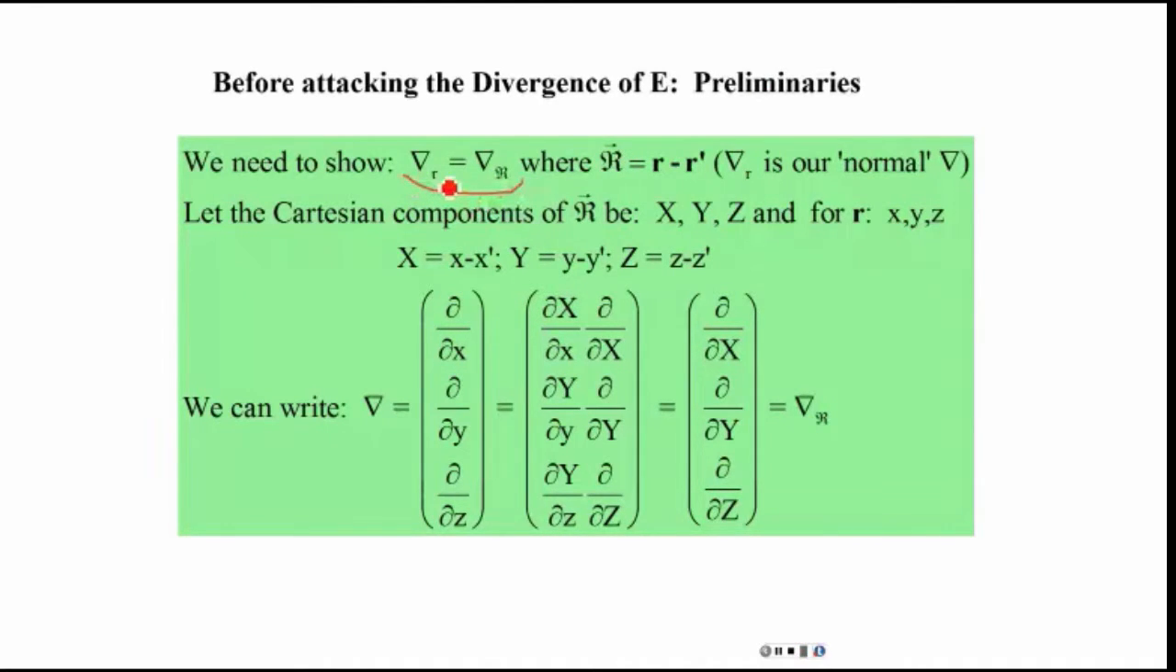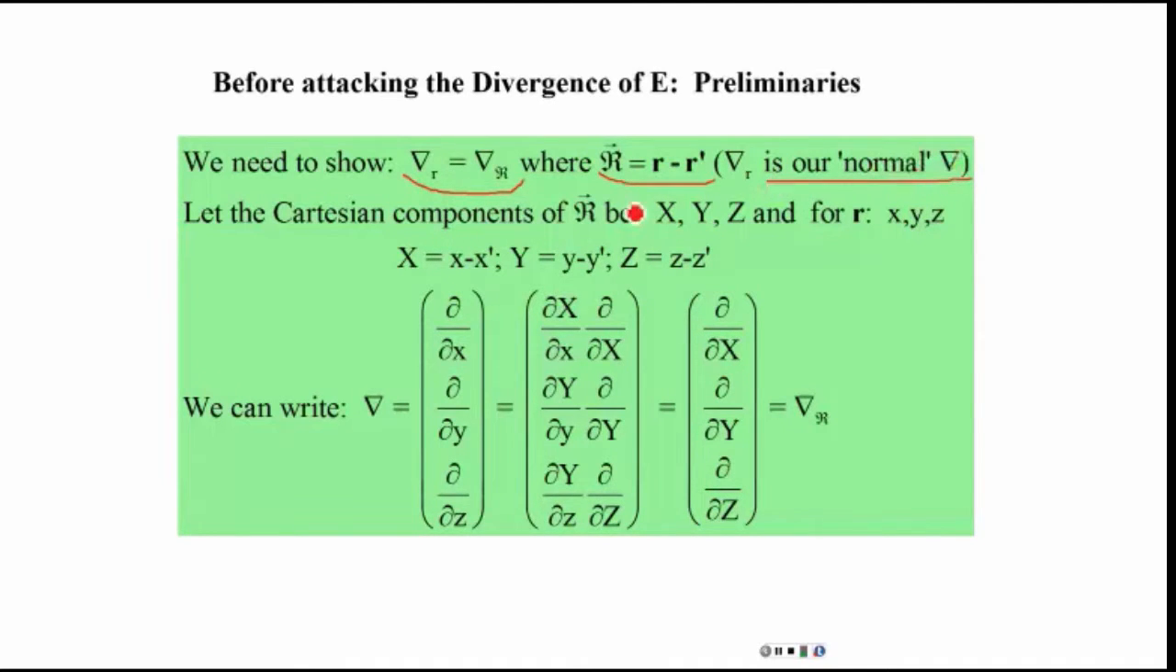The first is to show that the del operator in the r coordinate system is actually equal to the del operator in the funny r system. Remember that the funny r is equal to r minus r prime, where r represents a vector to a field point and r prime represents a vector to a source point. So when we put an r on there, that's our normal del that we've been using in the past.